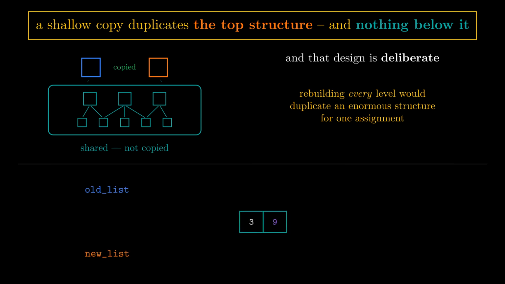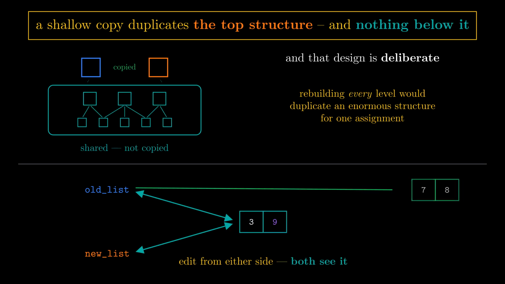The sharing also runs both ways. Edit one of those sublists through new list and old list sees the edit because both names reach the same object. Only the sublist 7, 8 appended to old list alone stays invisible from the other side.